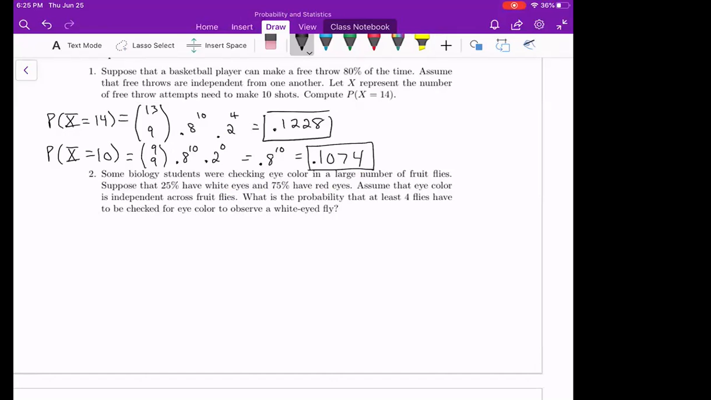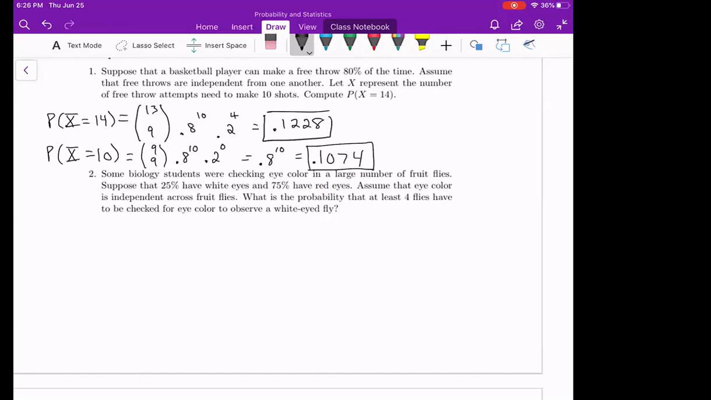And this is number 2. It says, some biology students were checking eye color in a large number of fruit flies. Suppose that 25% have white eyes and 75% have red eyes. Assume that eye color is independent across fruit flies. What is the probability that at least 4 flies have to be checked for eye color to observe a white-eyed fly?